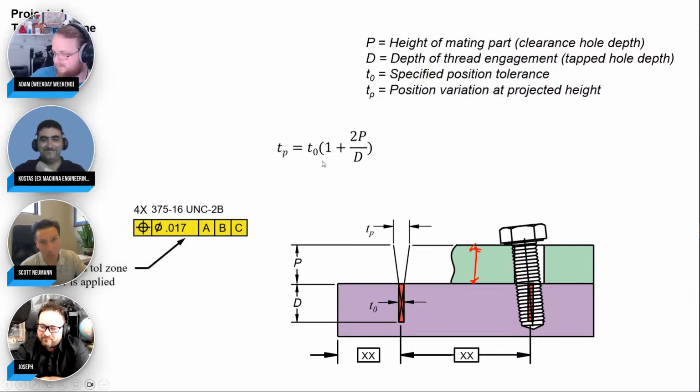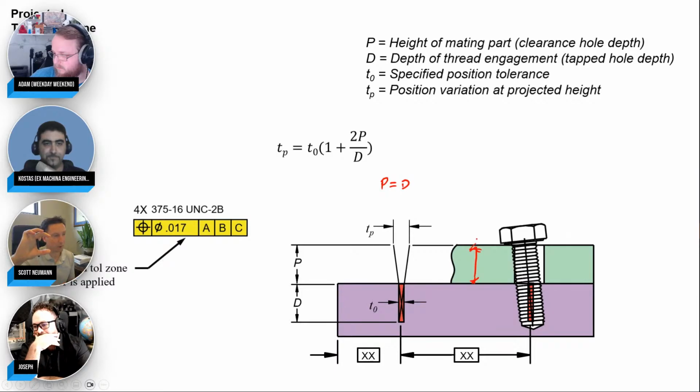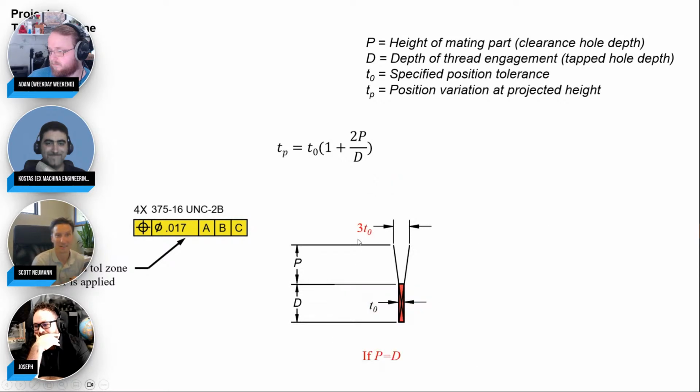So they give us the formula in the standard. The tolerance at the projected height is equal to T0, which is the original tolerance that you spec, times 1 plus 2P over D. So if you do P equals D, which I think is pretty common here, where the thickness of the green part, the thickness of your clearance hole, is about the same as the thickness or depth of your threads, then you do 1 plus 2P over D, P equals D, so 1 plus 2, it's a 3 times multiplier. It's crazy that the tolerance you spec down here could be 3 times worse just by sticking out one extra plate thickness out.